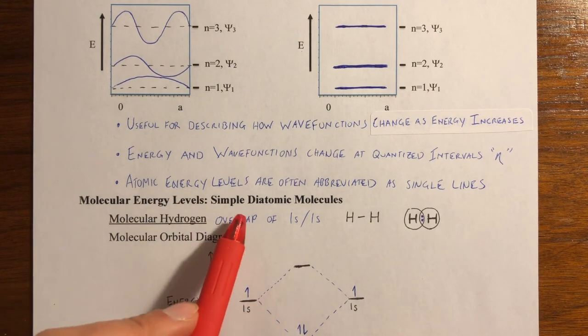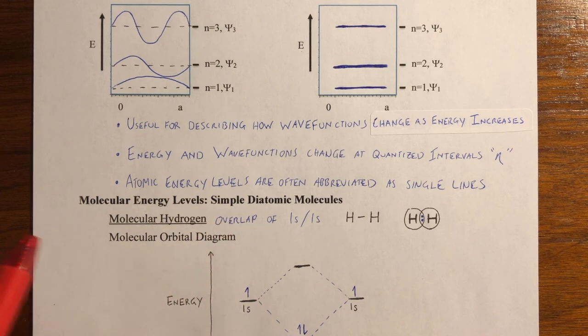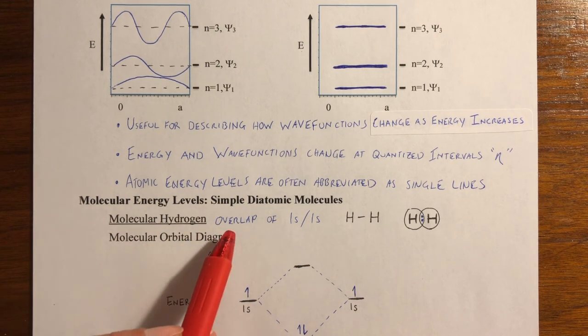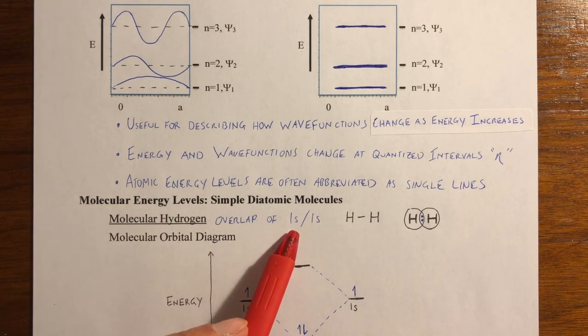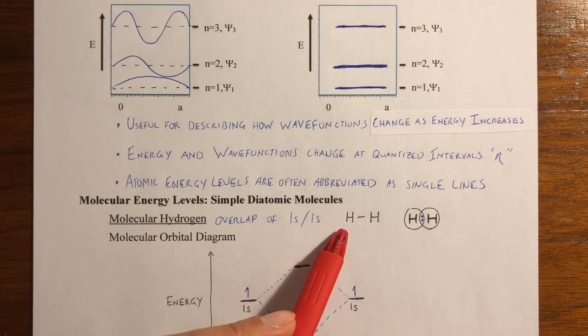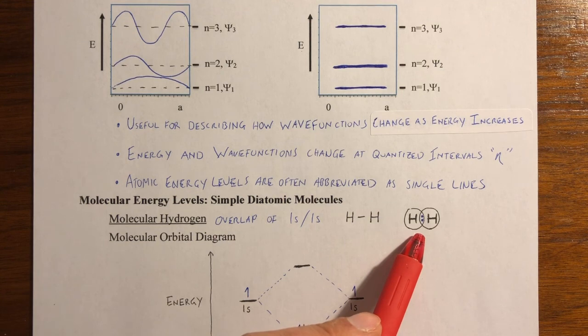So let's first take a look at some simple diatomic molecules. Molecular hydrogen is formed with the overlap of a 1s and a 1s orbital to make hydrogen gas, shown here in the Lewis structure, where you can see that we have 2 electrons shared between the 1s orbitals of hydrogen.